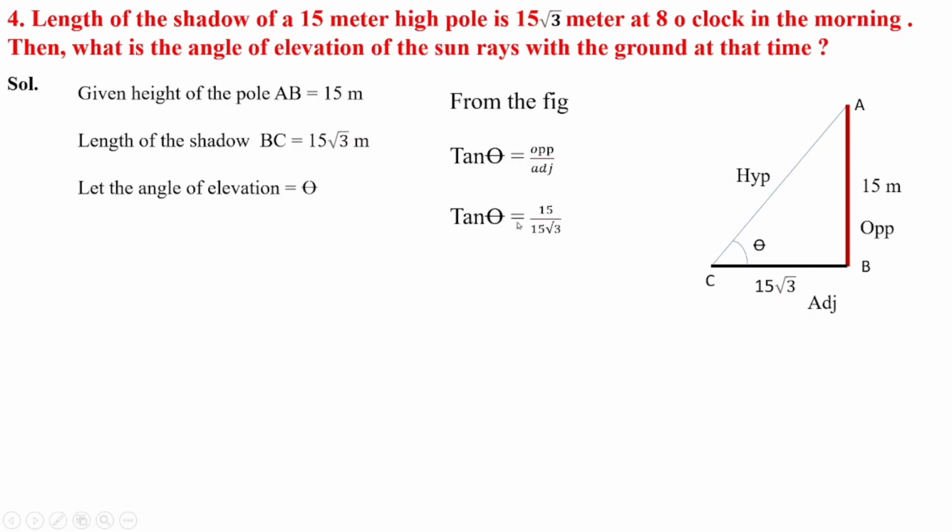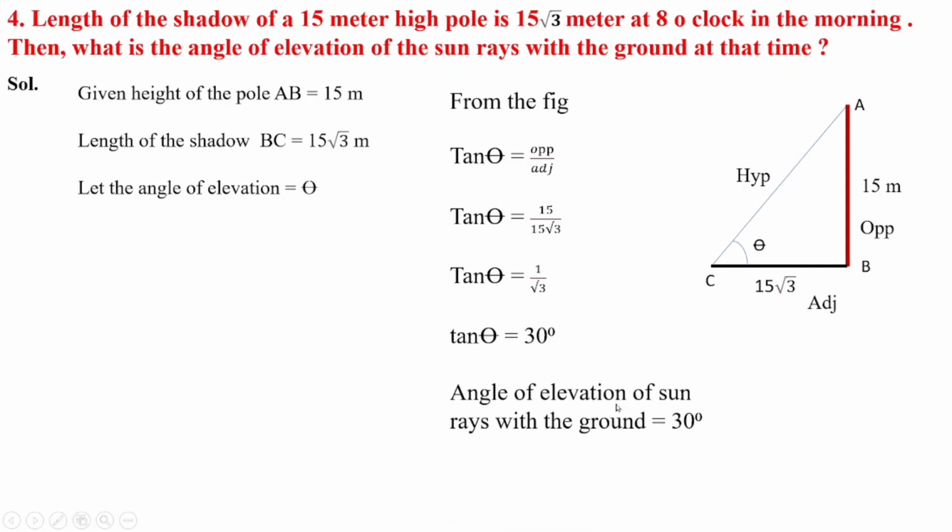So now tan theta is the opposite side, which is given as 15, over the adjacent, which is 15 root 3. The 15 cancels out, then tan theta is equal to 1 by root 3, and the value of 1 by root 3 is tan 30. So the angle of elevation of the sun rays with the ground is 30 degrees, because 1 by root 3 is tan 30. So theta is nothing but 30 degrees.